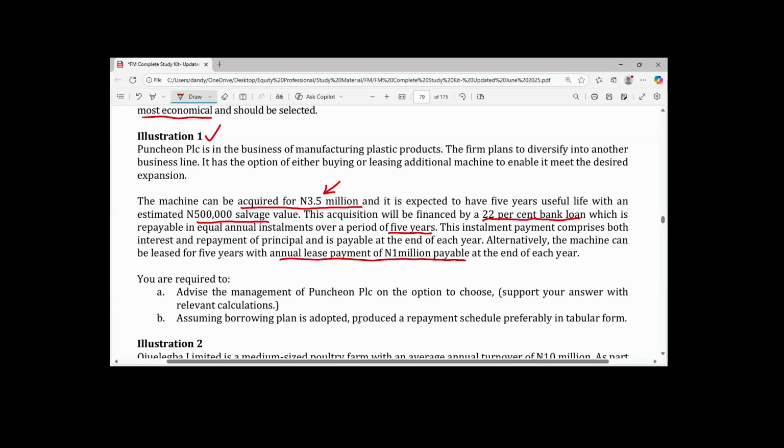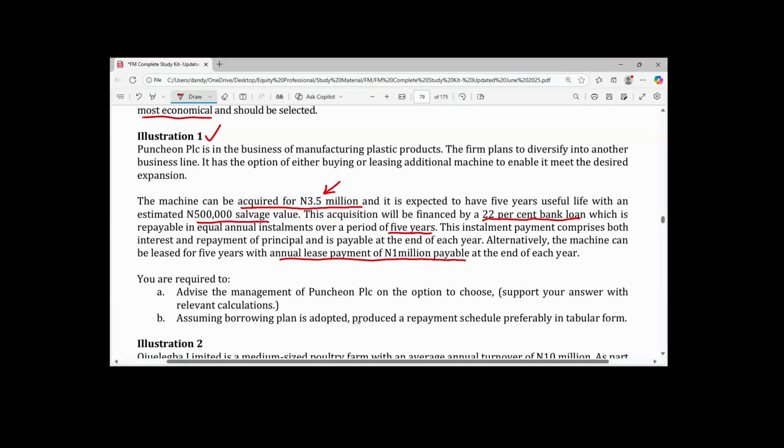The company will borrow through a bank at an interest rate of 22%. That's option one. Option two is to lease. Alternatively, the machine can be leased for 5 years with annual lease payment of 1 million naira. So lease rental is 1 million naira. When you look at this question, we are not given tax rates. It means that we are not given tax rate and we are not given capital allowance rates. So since you are not given capital allowance rates, there will be nothing like tax saved on the lease rental.